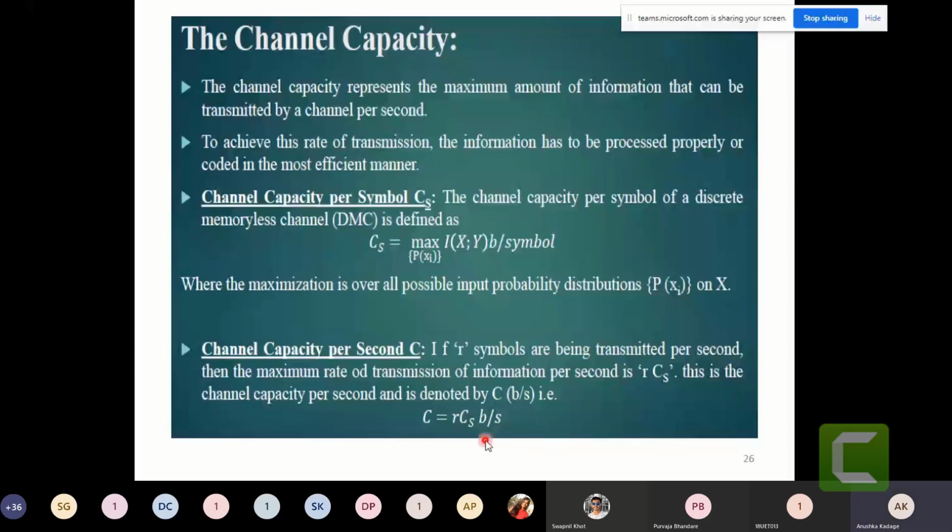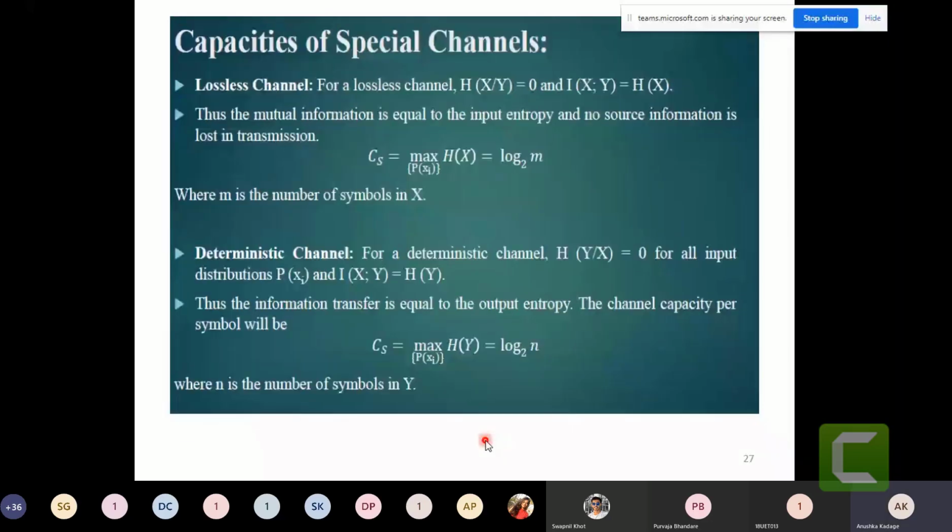Now we have seen the different types of channels. Corresponding to every type of channel, the channel capacity value is going to vary, because corresponding to every channel, the initial uncertainty value and the final uncertainty value is going to vary. And we know that the mutual information is nothing but the subtraction of final uncertainty from the initial uncertainty. So one by one, for the different channels, we are going to check out the channel capacity value.